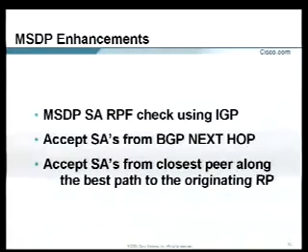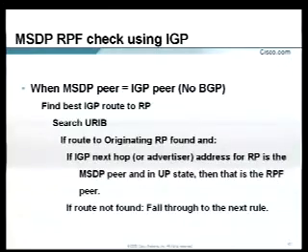And there's also the ability now with the latest draft to accept SAs from the closest peer along the path, not just the next AS in the best path back towards the originating RP, but any AS that's the closest one in the next path back towards the originating RP. So I'll talk about each of them briefly, and then we'll move on out of the nightmare of RPF checking.